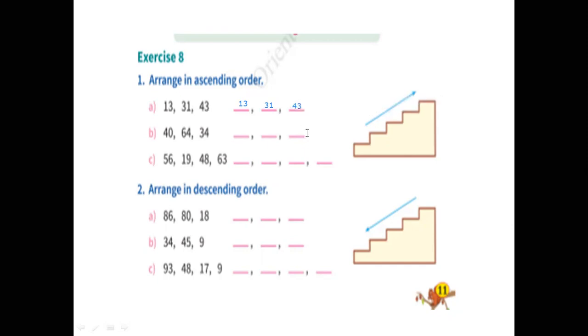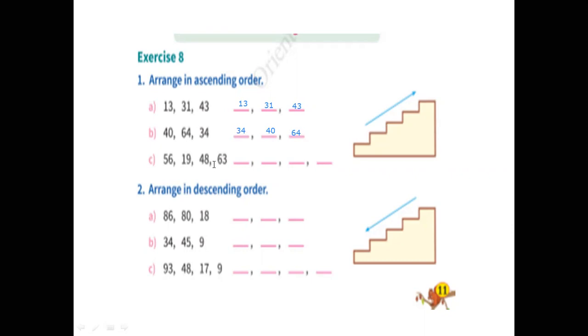Okay. The same way. 40, 64, 34. Which is the smallest among these three? 34 is smallest. So we will write 34 here. Okay. Then 34 is already written. So we will compare this both 40 and 64. In this 40 is smallest. Now among this both 64 will be the greater number. Comparing this all 64 will be the biggest number. So we are writing in last.